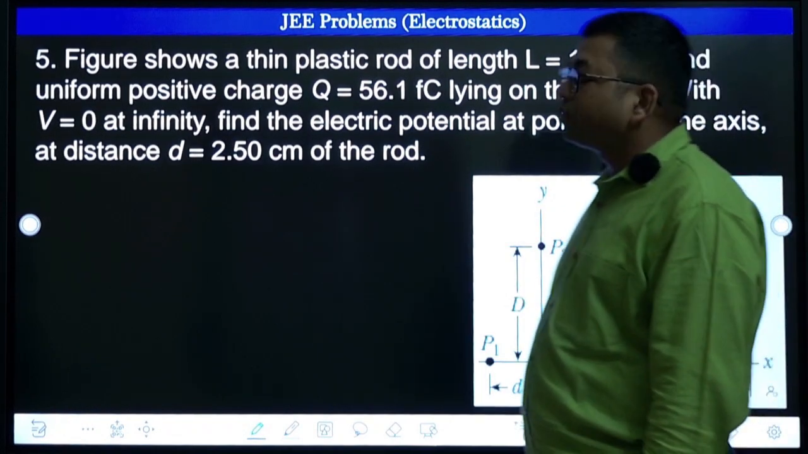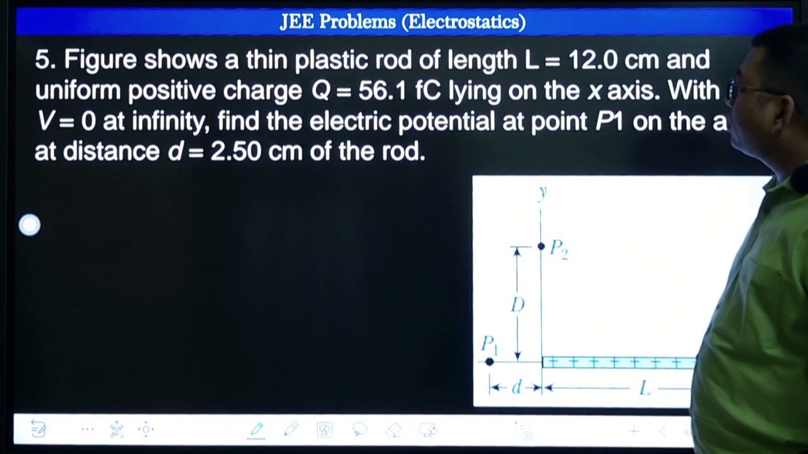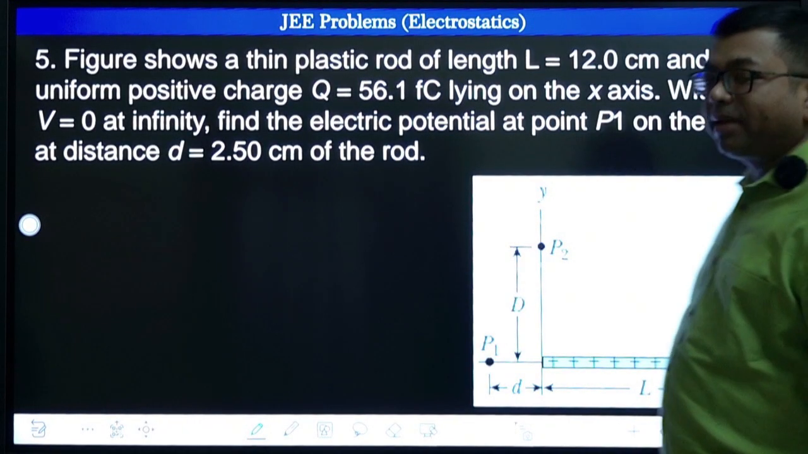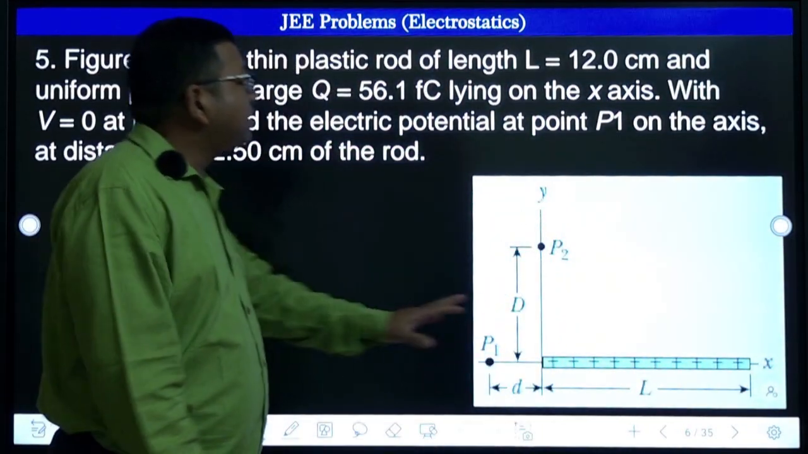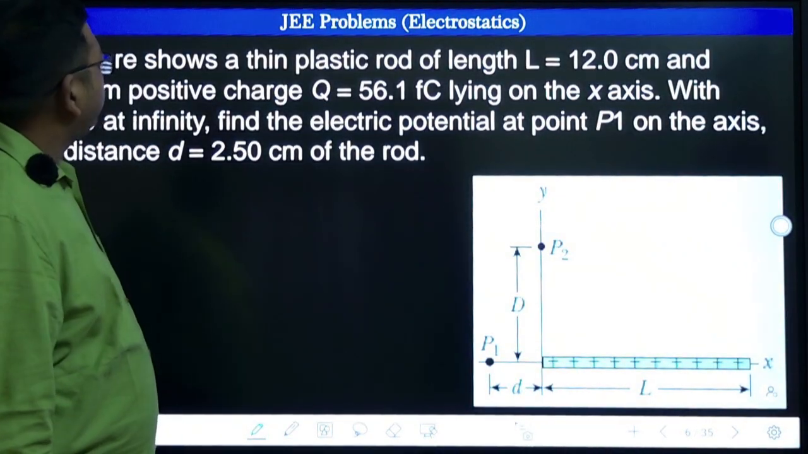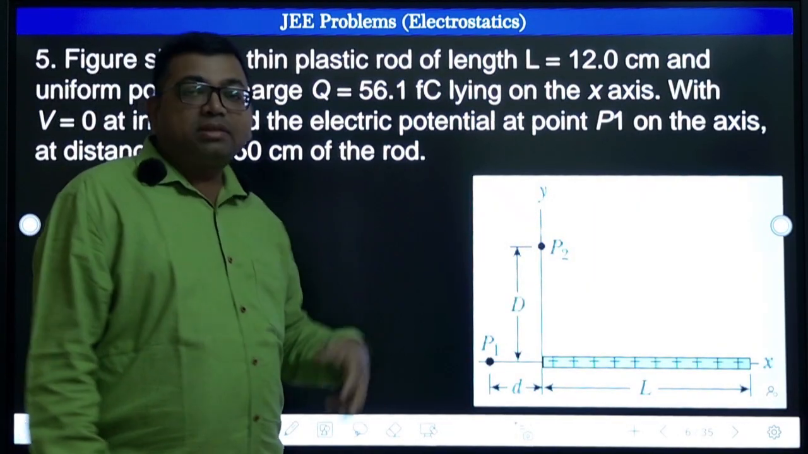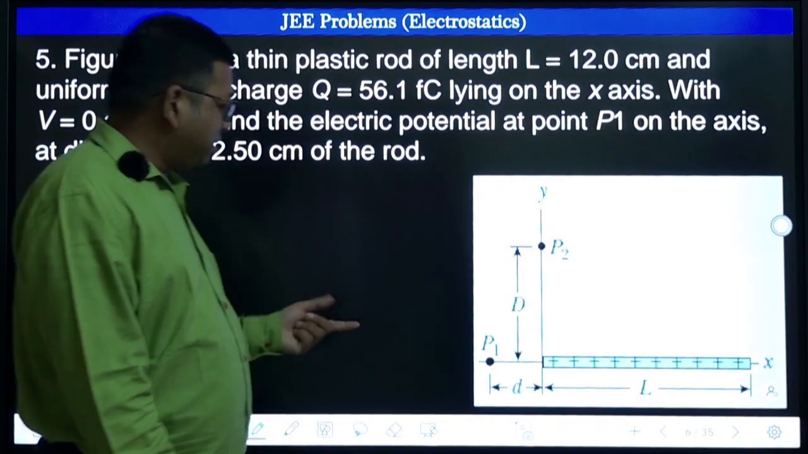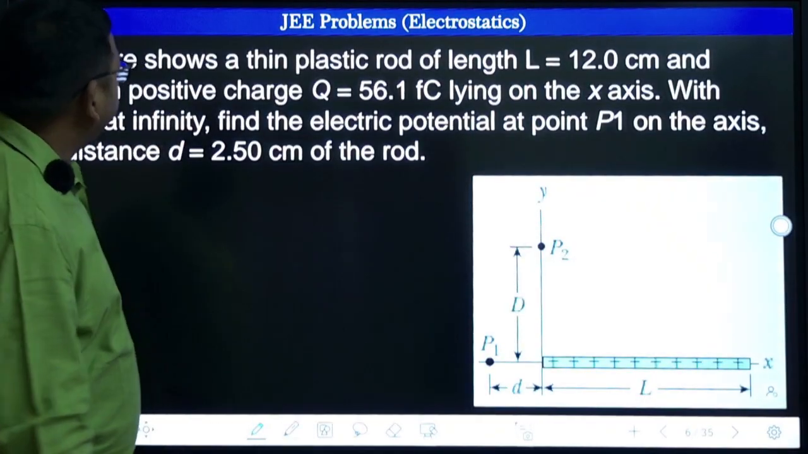Now let us move to the next question, number 5. The figure shows a thin plastic rod of length L. A plastic rod means an insulator, and some length is given. A positive charge is distributed uniformly, and the potential is 0 at infinity. Find the electric potential at point P1 on the axis, so some point along the rod, that is the point.